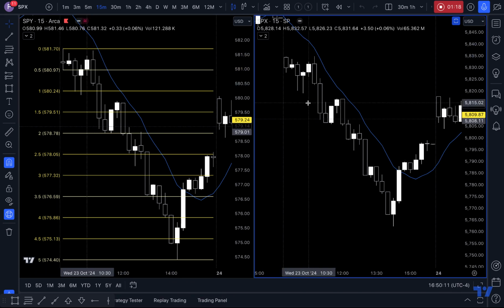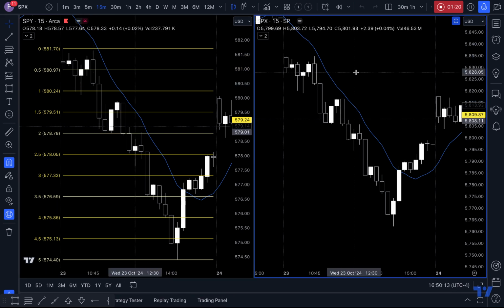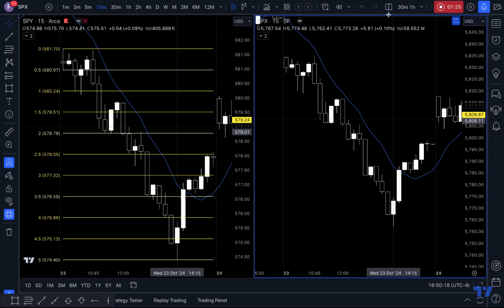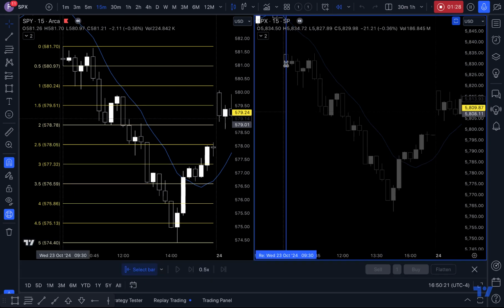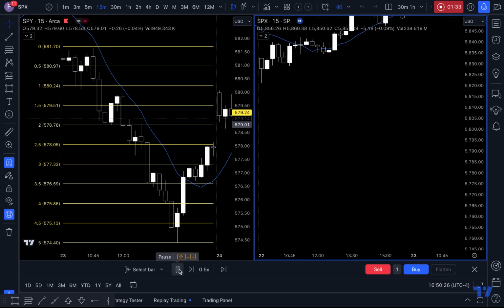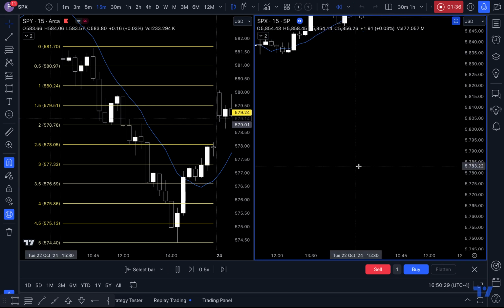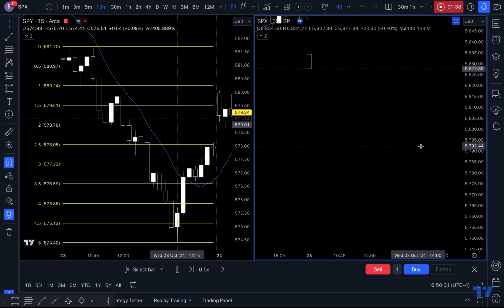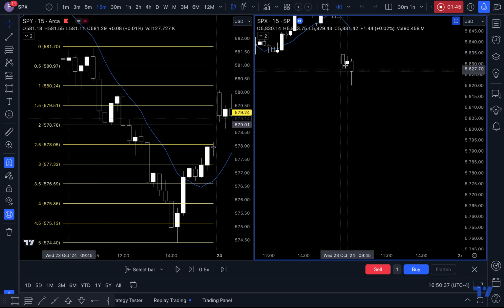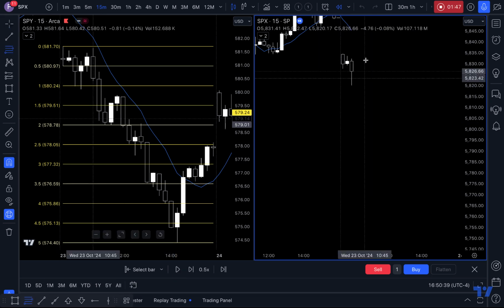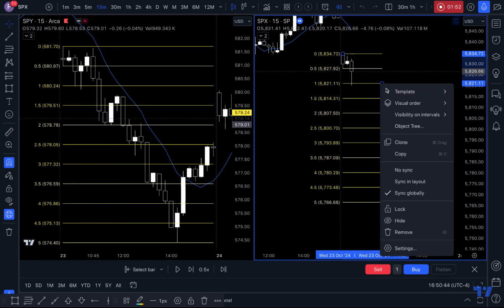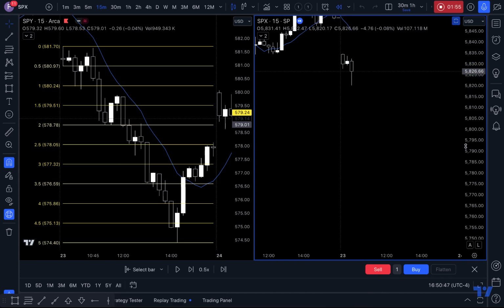This is what it looks like without any drawing, and I'm going to show you how I draw it in real time. Okay, first candle, we wait for the first candle to close. Okay, stop. So this is the first candle, which is the open range candle. Go ahead and draw.